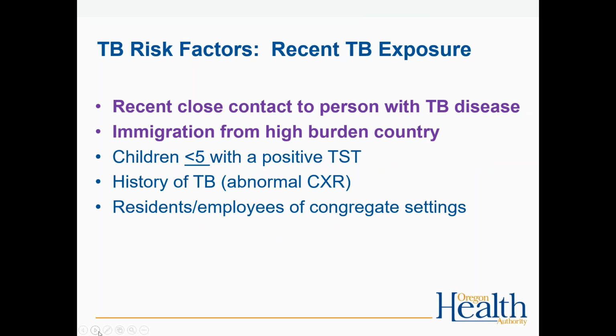Regarding risk factors, in Oregon, by far the biggest risk factor is immigration from a high burden country, and that's true nationally, of course. We have 75% of our TB, or even higher in some places, occurring in people who immigrated from outside the country. Other risk factors for exposure include identification as a contact to someone with TB disease.